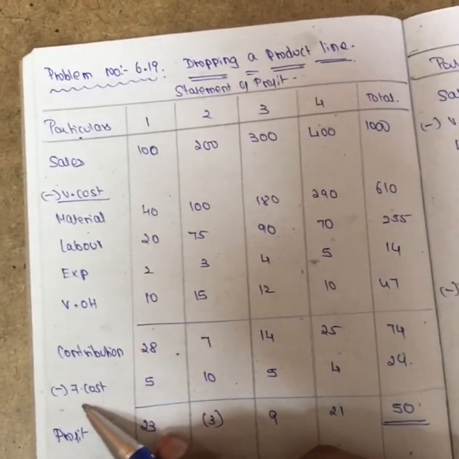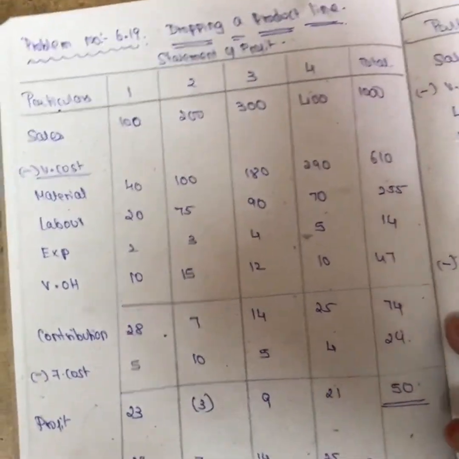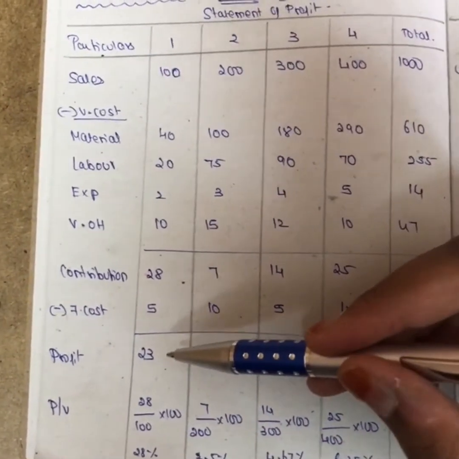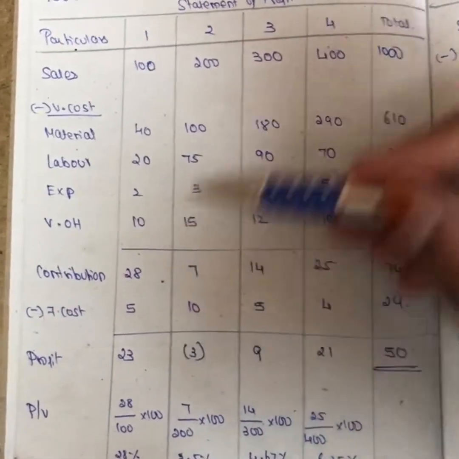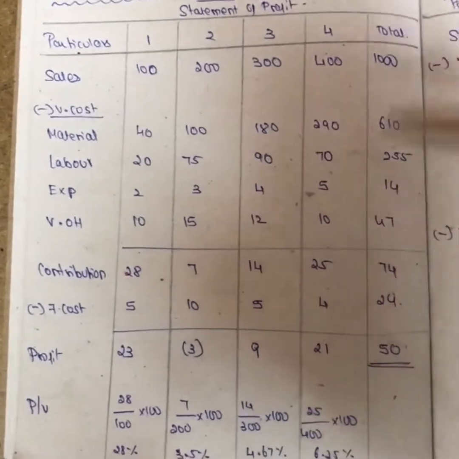So these are the values, and your contribution is 28, 7, 14, 25, and the total is 74. Minus fixed cost is given in the question, 5, 10, 5, 4 and 24. So if you minus these two, I get my profit. This is there in the question, girls. I'm just doing it in our statement of profit format. That is the difference between the question and this solution.